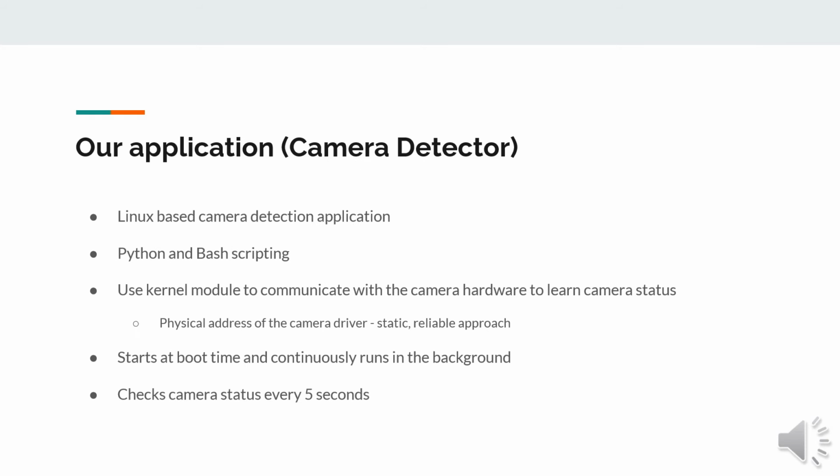Our camera detector application is a Linux-friendly application. We chose Linux because it's more open source compared to other operating systems, and that allows us to be more innovative to communicate with the hardware. We have used Python and Bash scripts to build our application. To communicate at the hardware level, we used kernel modules and learned the physical address of the camera driver as well as the status of the camera. Learning the physical address of the camera driver was important to make the detection mechanism reliable.